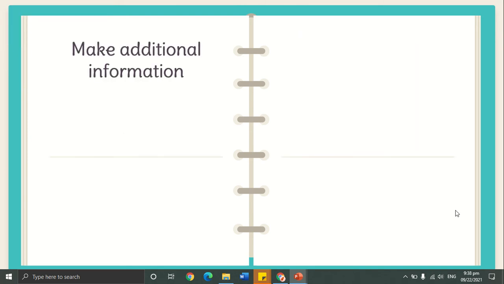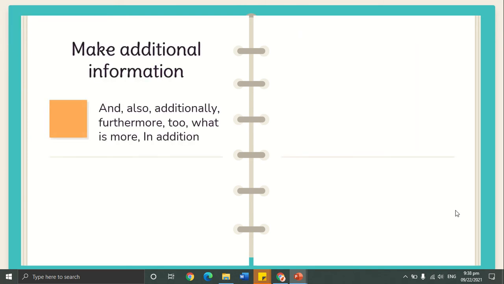Here are some examples. And also, additionally, furthermore, too, what is more, and in addition. So obviously, I think you use these words a lot when you write your essays, your theme papers. You use them when you want to add more details, more information about what you are talking about.